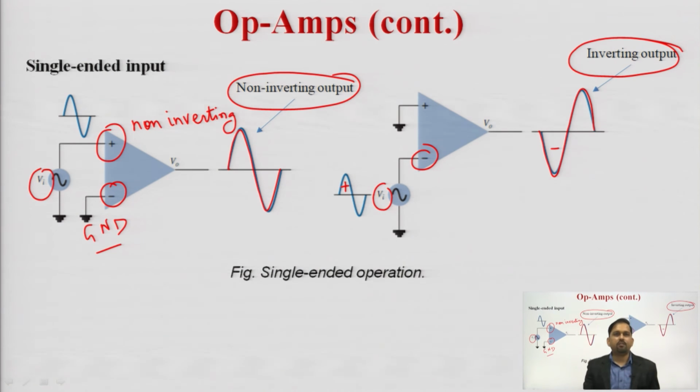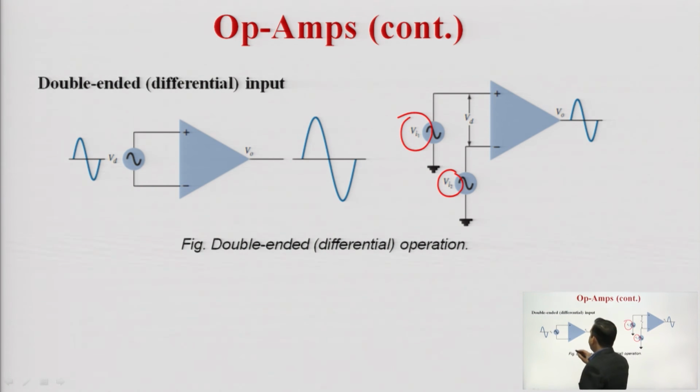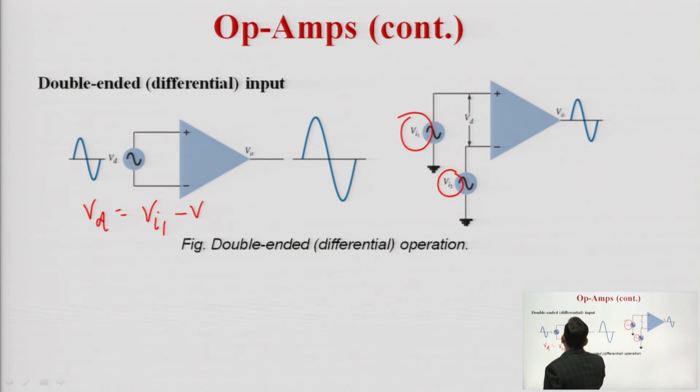So we can conclude here that whenever we are applying an input on the non-inverting terminal of the op amp, then the output is in the same phase, and if we are applying input at the inverting terminal, then the phase is different, the phase is 180. Now, after that the double ended or the differential input, this is very important. Now, if you are utilizing both the inputs of the op amp, let us say this is Vi1, this is Vi2, and the difference which is called Vd is Vi1 minus Vi2.